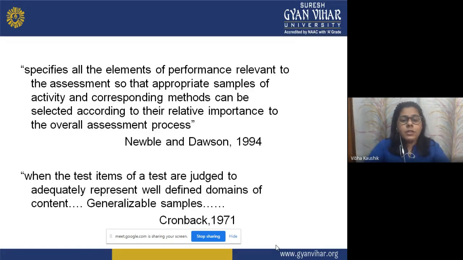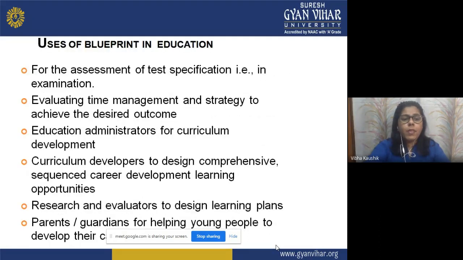Now, the next definition was given by Cronbach in 1971. When we are constructing a blueprint, the test items of a test are judged to adequately represent well-defined domains of content, whether it is defining all the domains of the content or not, and generalizable samples, meaning the samples which have been selected can be easily generalized.